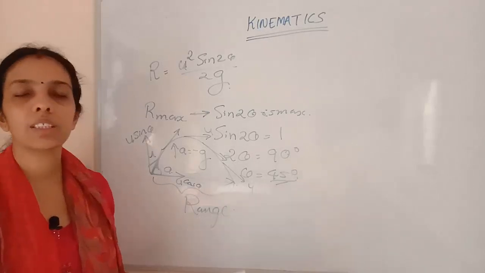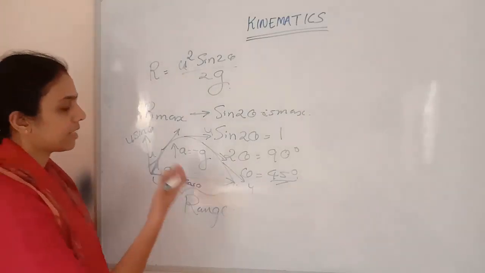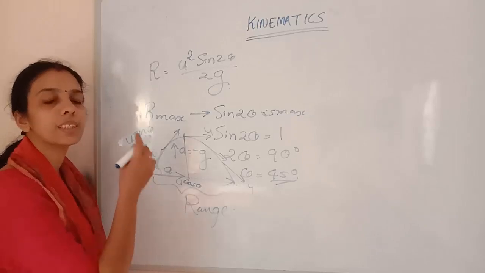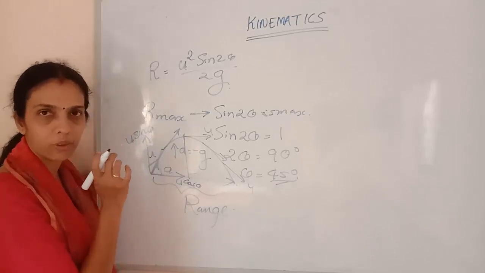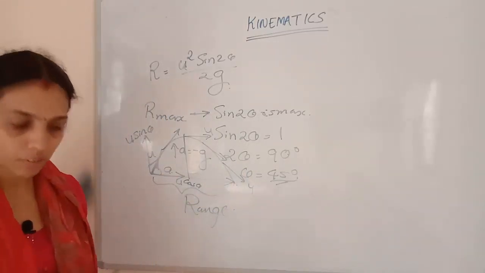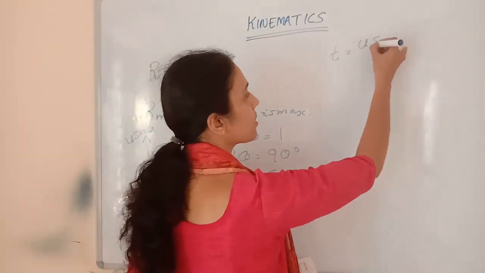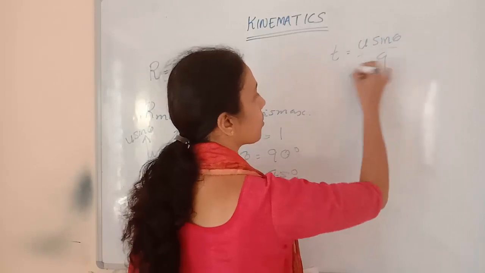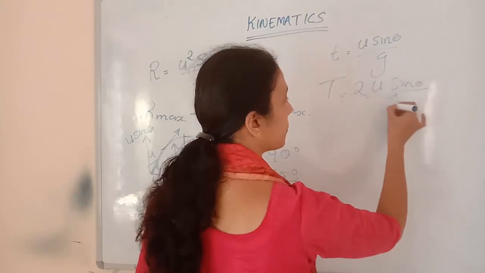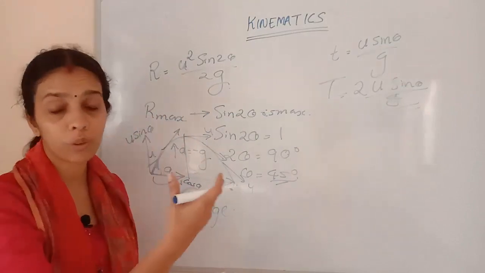Obtain the expression for time of flight. How will you find it? See here, till here is exactly half. First you should find that time interval, then twice that will give you the total time of flight. When you find half of the time, you get u sin theta divided by g. So the total time you can write as 2u sin theta divided by g. So this is how you should derive it.